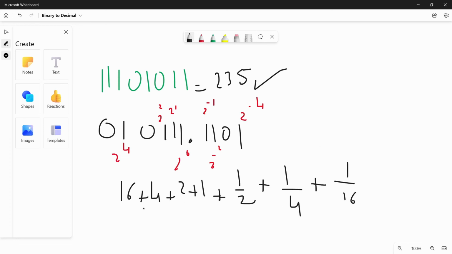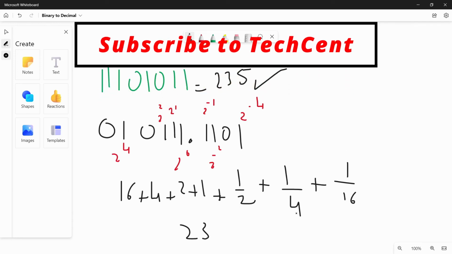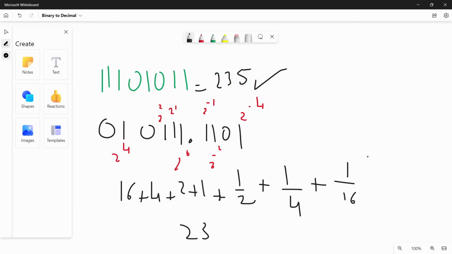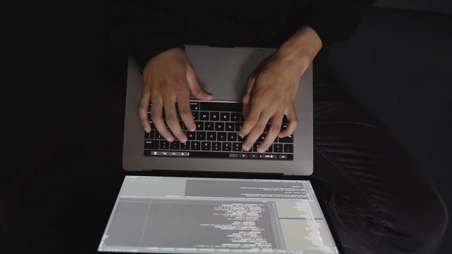So let's add those numbers. 16 plus 4 is 20, plus 2 is 22, plus 1 is 23. 1 over 2 is 0.5, 1 over 4 is 0.25, and 1 over 16 is 0.0625. So let me add those numbers up. So 0.5 plus 0.25 plus 0.0625, and we'll get 0.8125. So 23.8125. And this is the correct answer. And this is it on how to convert binary to decimal.